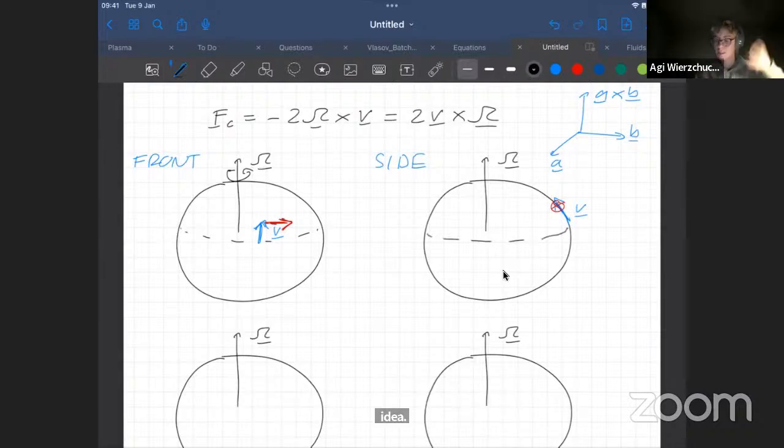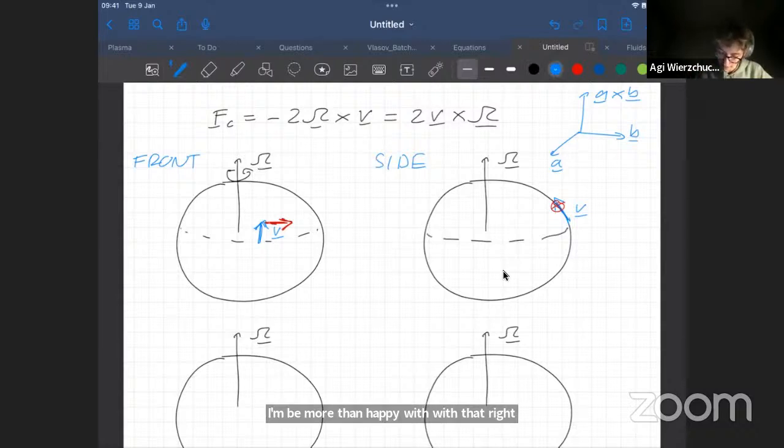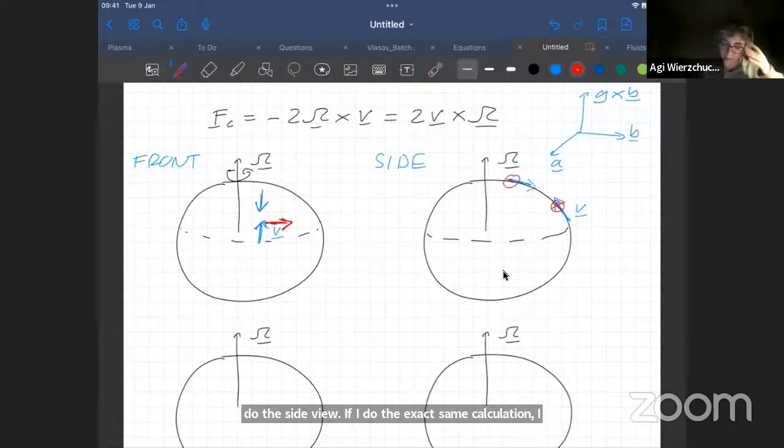So that's what happens to air moving upwards, right? If I have air moving downwards, again, let's do the side view. If I do the exact same calculation, I find that the Coriolis force is actually going out of the page. So back to my front view, I get that my Coriolis force is going to be pointing in this direction. I just considered air going up and down, but obviously in a hurricane, you've got air coming from all directions.